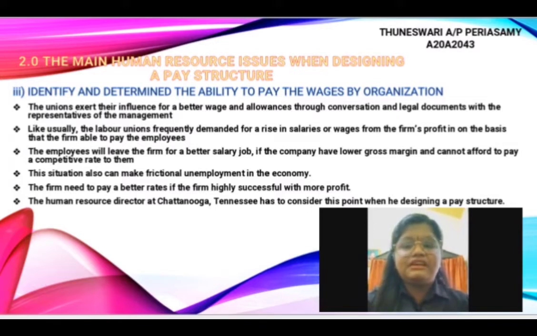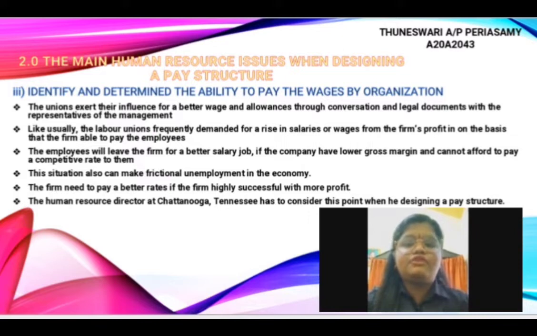The third issue when a human resource director at Chattanooga Tennis designed a pay structure is to identify and determine the ability to pay the wages by the organization. The labor union has a big role in a firm. The union expects their influence for better wages and allowances through the conversation and legal document with the representative of the management. If they fail in their conversation to raise the wages and allowances, they resort to strike as an alternative strategy.